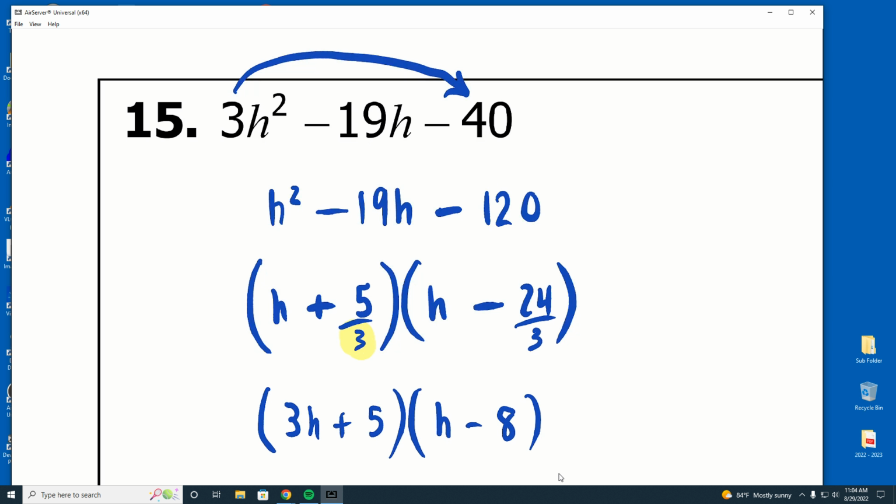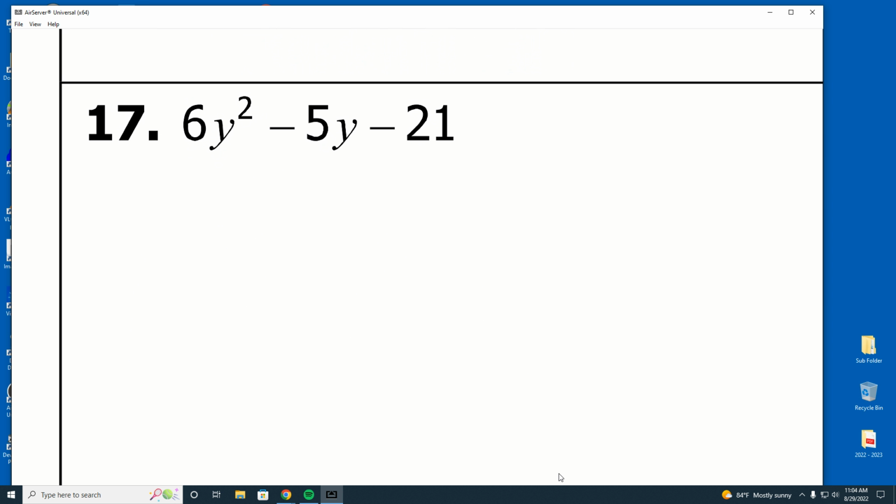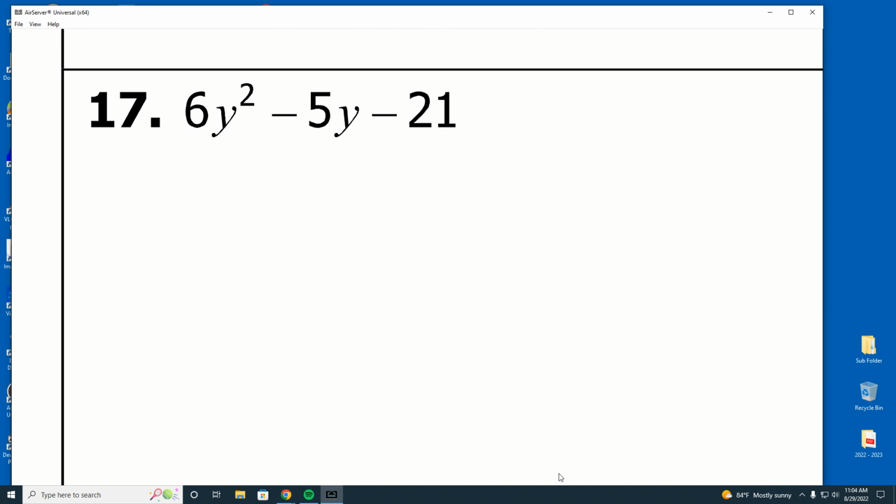Y'all feel okay? Alright, let's look at one where it's a little different. Okay, you take, for example, number 17. The reason the guess and check method would be tricky on this one is because what are some things that multiply to get 6? You have 1 times 6 and you have 2 times 3. So now you have 2 different options in that first spot. But the over-under rule eliminates that. Watch. What is 6 times negative 21? Negative 126.